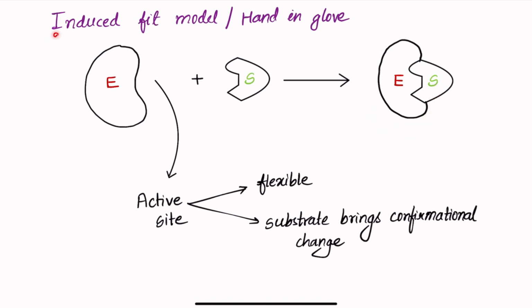The reason it is called induced fit model is because it is the surface of the substrate that induces change at the active site, the shape of the active site, so that the substrate can fit at that particular place, so called induced fit model. It is called hand in glove model because as soon as you enter your hand into a glove, the glove takes the shape of your hand. Similarly, as soon as this substrate comes in contact with the enzyme, the active site of the enzyme takes the shape of this particular surface of the substrate, and that's why it's also called the hand-in-glove model.